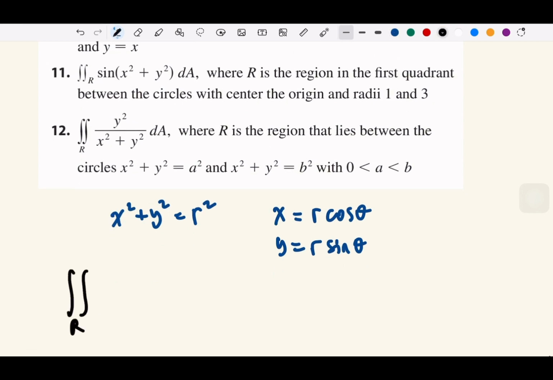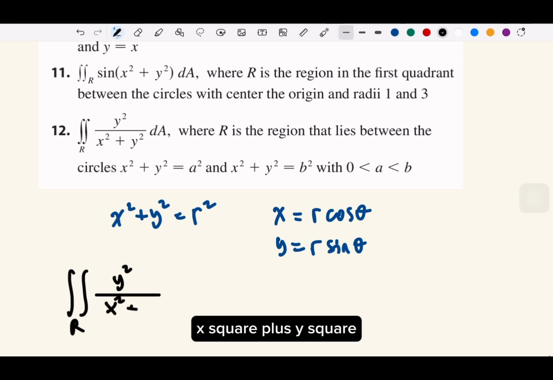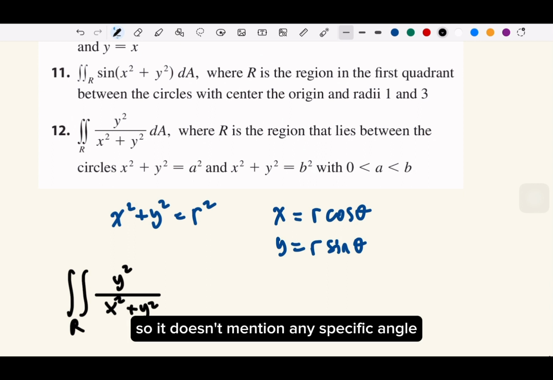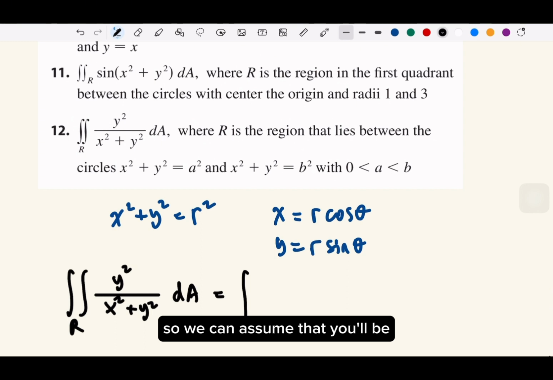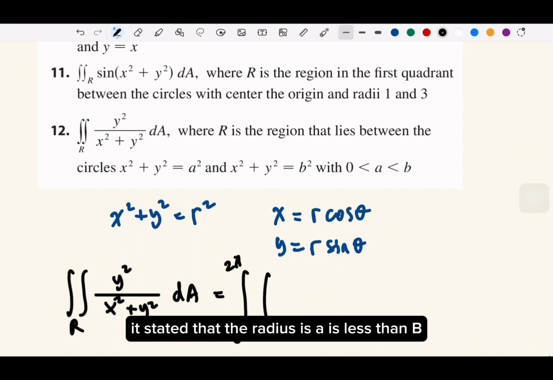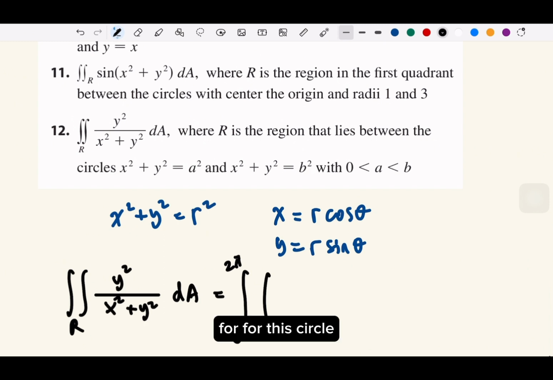Now let me write again. This will be x squared plus y squared. So they are all circles, right? It doesn't mention any specific angle, so we could assume it will be a full circle. So we can assume that the angle starts from 0 to 2 pi. And how about the radius? It's stated that a is less than b. So we can say the radius will be from a to b for this circle.